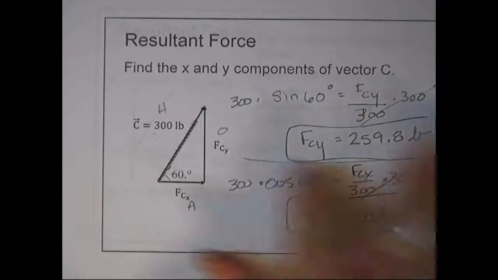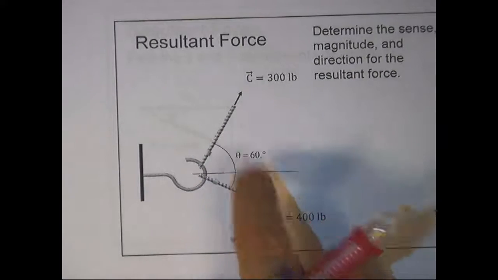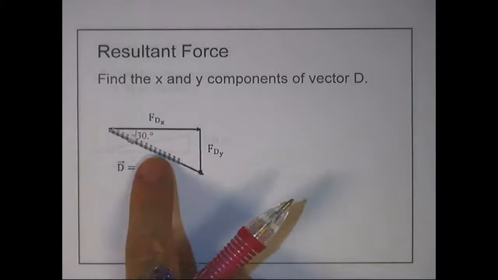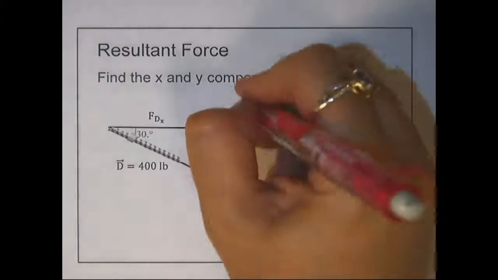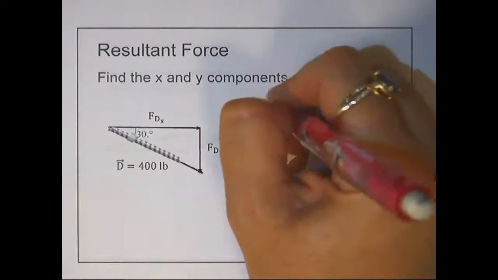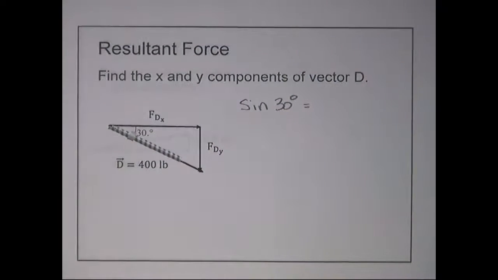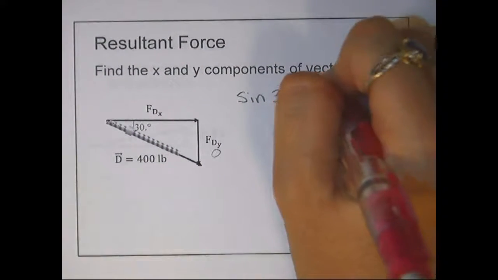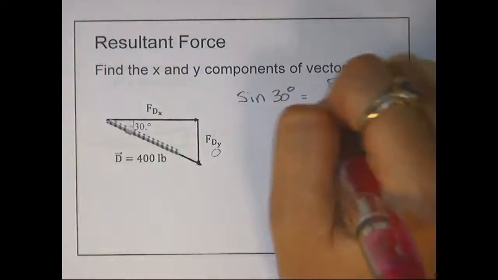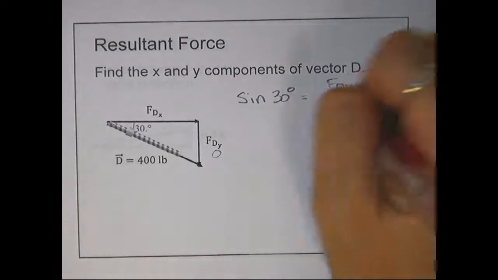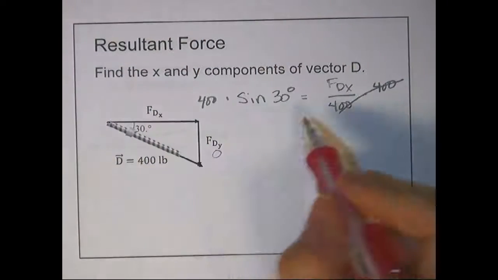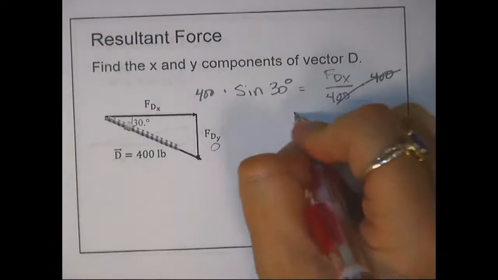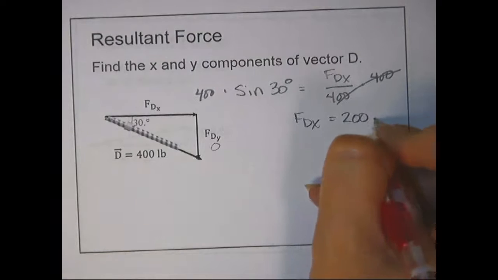Okay, now remember this just applies to the top part of our hook here. Now I also need to do this part right here. So we're going to make a little vector problem with that one, and I'm going to do the same thing. Sine of 30 equals opposite over hypotenuse. Sine 30 is opposite over hypotenuse. Plug that in my calculator, and we get FDX equals 200 pounds.